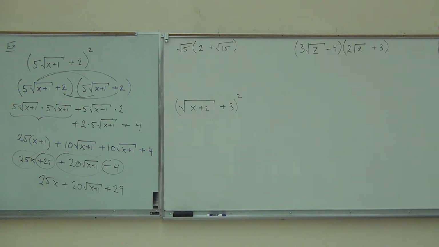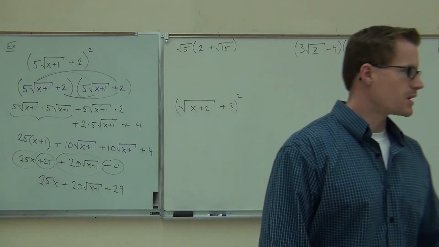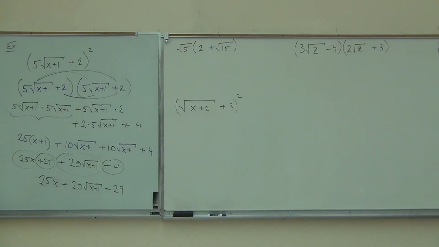So show the distribution in a step. After you show the distribution, then you use those properties of radicals that we've been talking about in this class: what you can multiply, what you can't multiply together, such as a constant times something inside of a root, inside of that radical. And then we try to simplify.